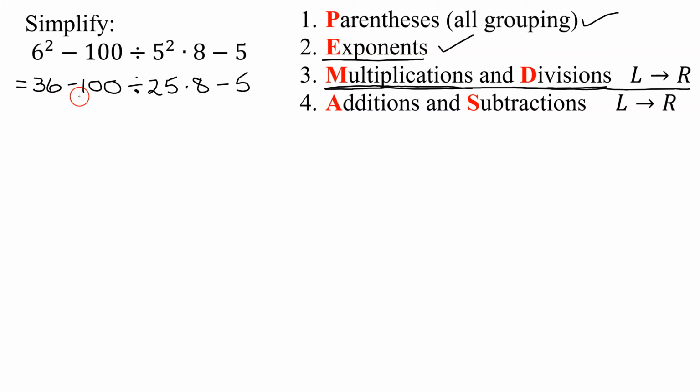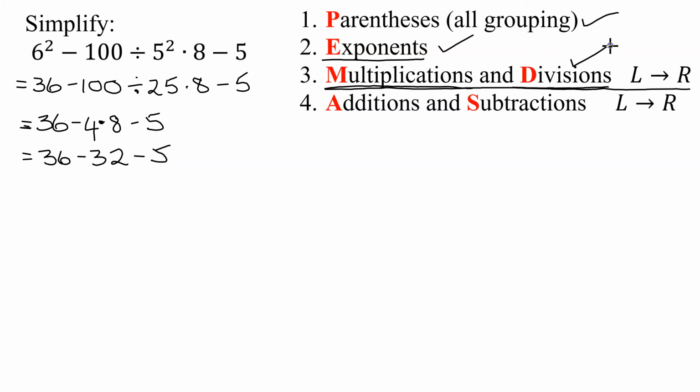So when I look at my example, this is the first multiplication or division I come across. So I'm going to have to do this division and then this multiplication. So I'm going to get 36 minus, and now I'm going to have to do 100 divided by 25, which is 4. Then I'm going to have to multiply that by 8 and then subtract 5. So I did my division, and now I'm going to have to do this multiplication. So I do 36 minus 4 times 8 is 32 minus 5.